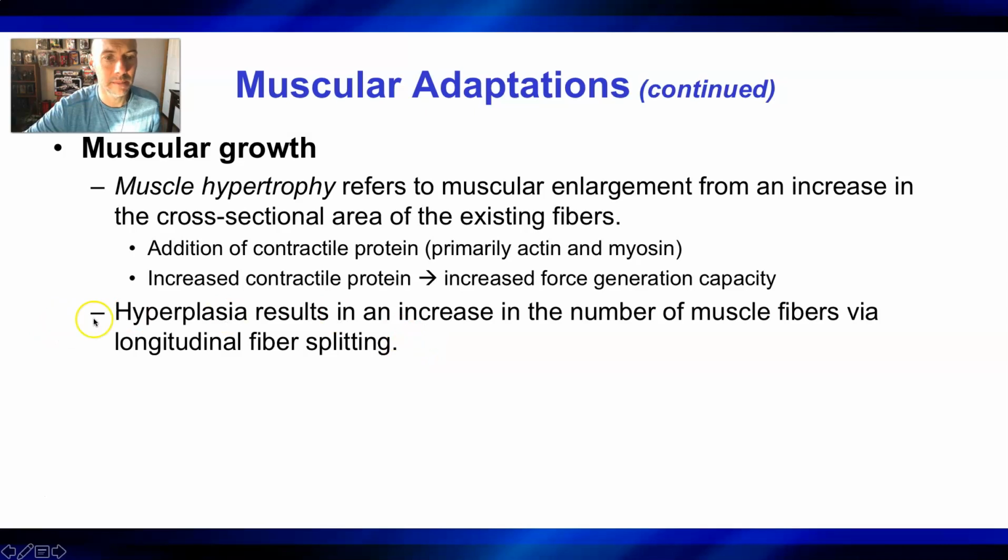Now, a term you might see sometime is hyperplasia. What that refers to is an increase in the number of fibers. It is generally agreed upon that humans do not experience hyperplasia with the exception of when there is an injury. Humans' muscles get stronger by increasing the size of the existing fibers, not by adding more fibers. The only time that has been found to occur is in the case of an injury where maybe muscle has been lost and that muscle fiber is replaced.